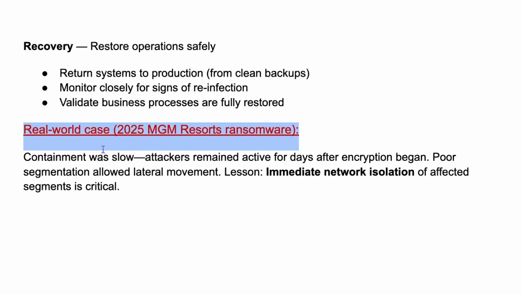In the previous video, we were talking about the MGM Resort ransomware and how the time correlation for the triage and the analysis was done incorrectly, and it was done so slowly that the attackers were able to roam around in their systems for several days. But then there was the other part, that containment was really slow and the attackers remained active for days before they finally started to encrypt all of their systems. So the poor segmentation of those systems allowed for lateral movement, meaning the attackers could go back and forth and initiate lateral movement between as many systems as they wanted.